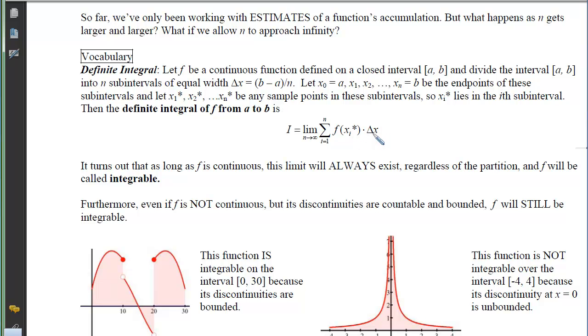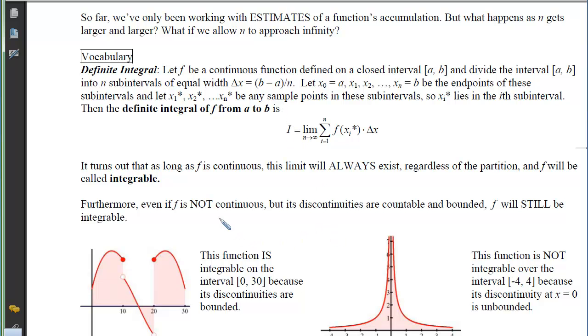It turns out that as long as f is continuous, this limit is always going to exist regardless of the partition, and f will be called integrable. So remember, we had differentiable was the adjective we would assign to a function that had a derivative at every point. Well, here's one where we say that the function is integrable when the definite integral exists, when this number is a finite value.